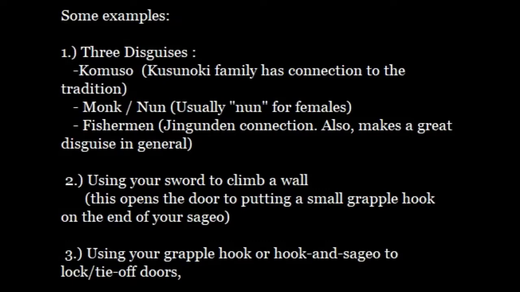So the first point is going to be 3 disguises. According to the Kusunoki Ryu Shinobi Maki, the 3 disguises are Komuso, which makes sense because we know the Kusunoki family has a connection to the Komuso tradition.